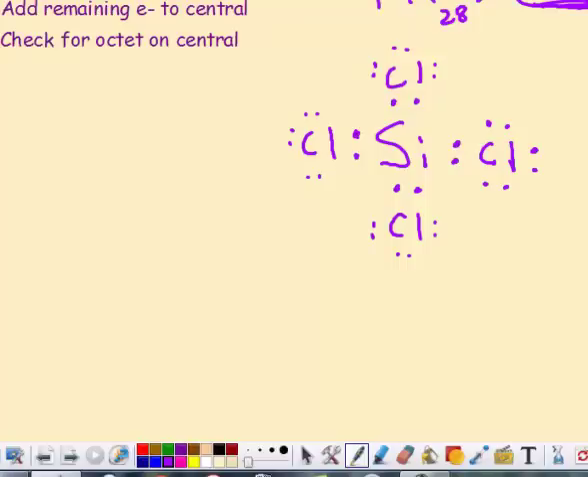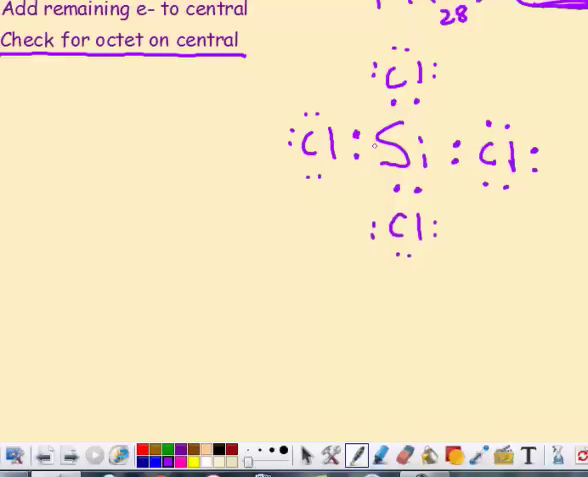And then the last step is check to see if you have an octet on the atom in the middle. If you do, you're good and you're done. And if I look at the silicon, I have 2, 4, 6, 8 around that silicon, and so I'm finished. So this is the Lewis structure for SiCl4 and its 32 electrons.